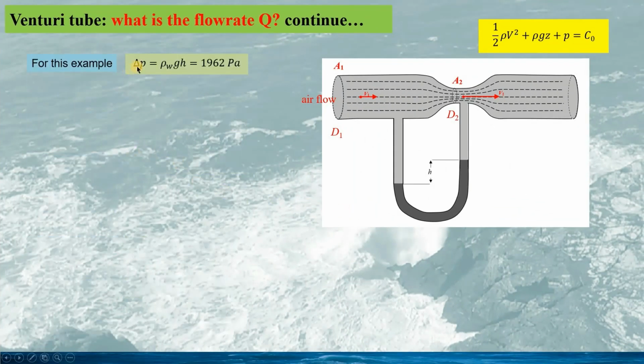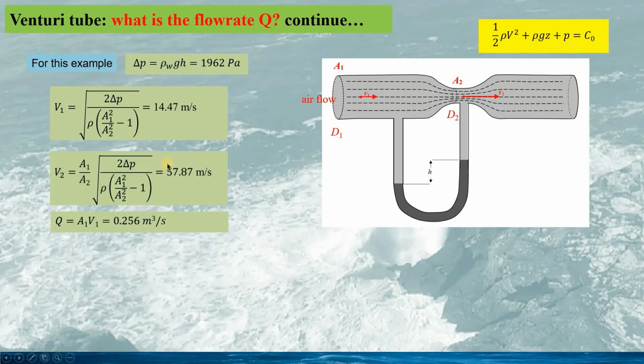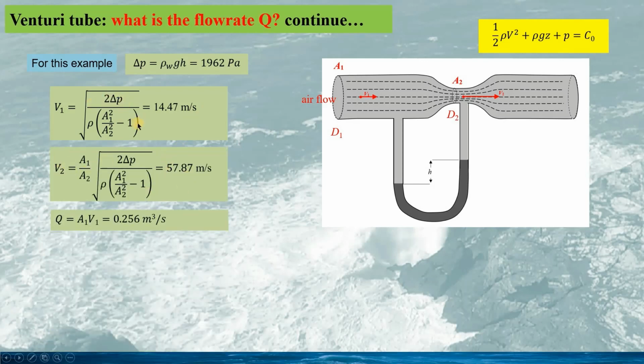For this example, we can calculate the pressure difference from the measurement H, as shown before, 20 centimeters. The pressure difference would be 1,962 pascals. And V1 can be calculated using this expression. The velocity at the large diameter would be 14.47 meters per second. V2 is given by 4 times V1, so it is 57.87 meters per second. And the flow rate, calculated by A1 times V1, is 0.256 cubic meters per second.